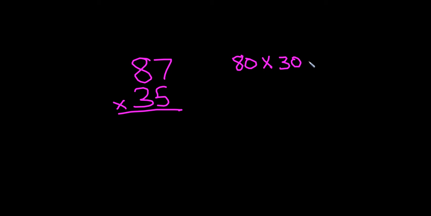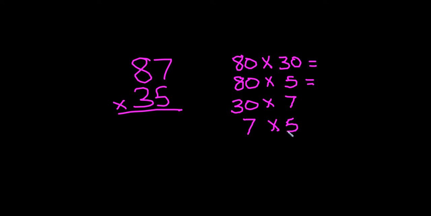Partial products, let's just make up a number like 87 times 35. Okay? These are going to be your partial products. You're going to have the 80 times the 30. You're going to have the 80 times the 5. Then you're going to do the 30 times the 7. And then you're going to do the 7 times the 5. Okay, those are all of them. So you kind of have to look at this, and you got to go this way, this way, this way, and this way. You got to do all of those to get them all in there.